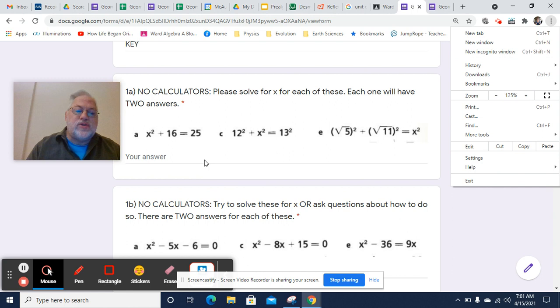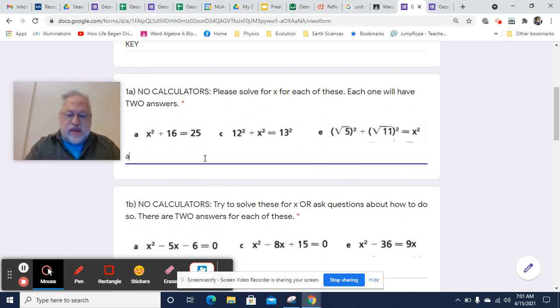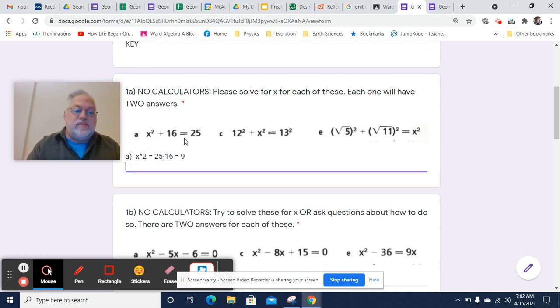So we got x squared plus 16. So I'll start with A. We got x squared plus 16 equals 25. Well, the first thing to do is start isolating our variable. So we're going to subtract 16 from both sides, and we will end up with x squared equals 25 minus 16, which will equal 9. So now x squared will equal 9.